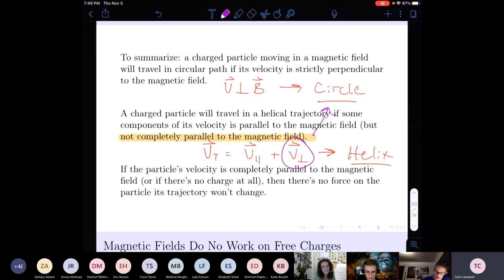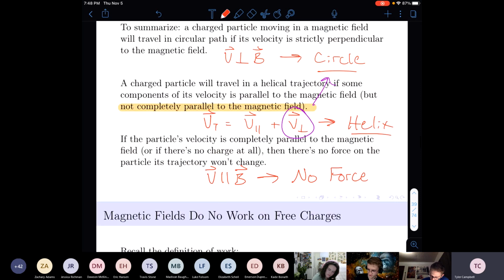And then last but not least, the best one in my opinion. If the particle's velocity is completely parallel to the B field, so we're saying that V is entirely parallel to B, then I get nothing. No force, and no path.